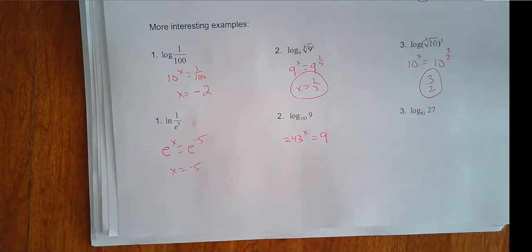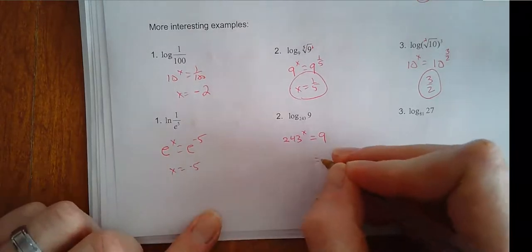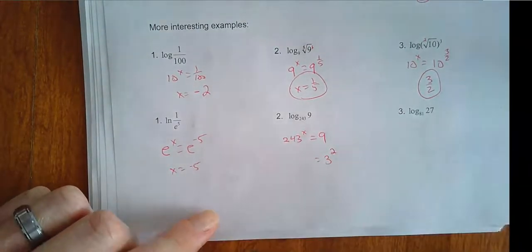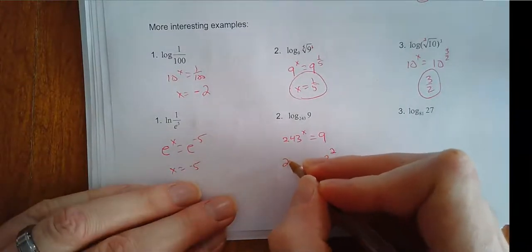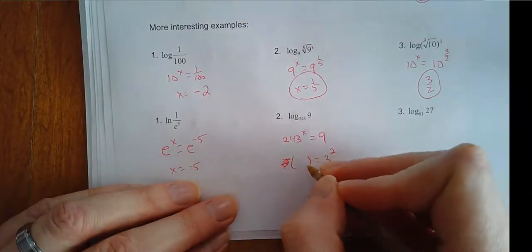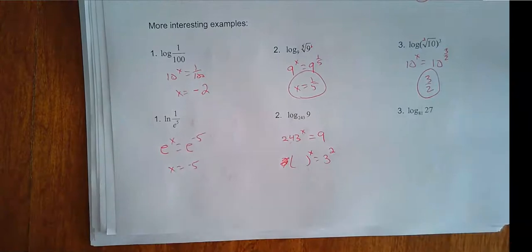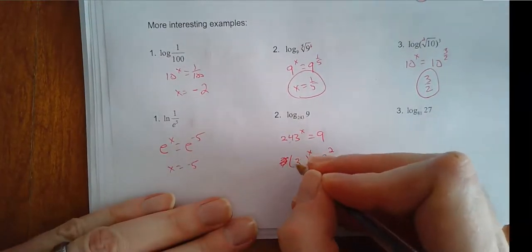If I take 9 times 9, I get 81. If I take 9 to the 3rd, I get 729. So 243 is not really a multiple of the exponent. If I start multiplying 9 by itself, I don't get 243 ever. But they both can be written with a base of 3. So I could write 9 as 3 squared. I could write 243 as 3 to the 5th.